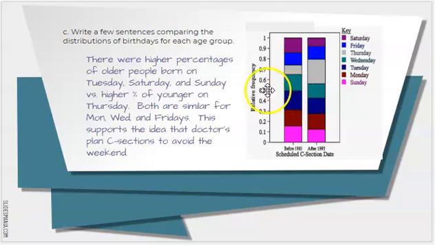It appears that there were higher percentages of older people born on Tuesday, Saturday, and Sunday versus the higher percent of younger people born on Thursday. Both are similar for the Monday groups and Wednesday groups and then Friday groups. They're similar in width. This supports the idea that doctors plan C-sections to avoid doing them on the weekend. That's the whole idea here. Do we have evidence that doctors plan them on the weekdays to avoid weekends?